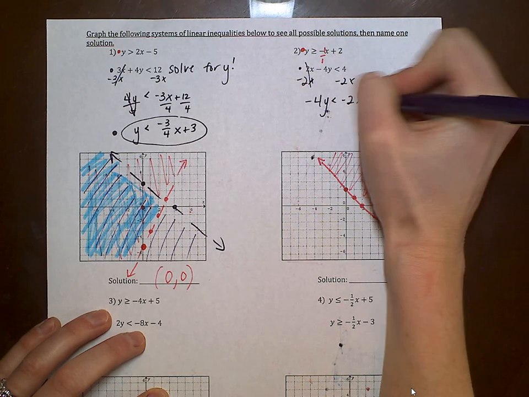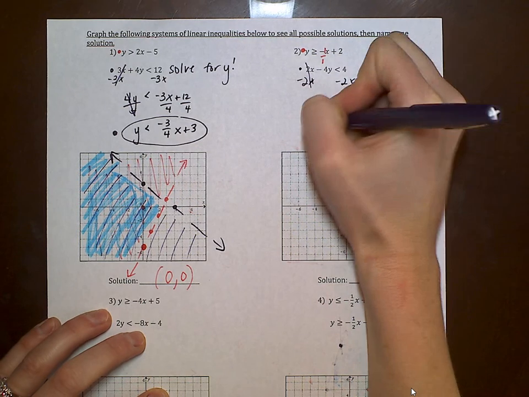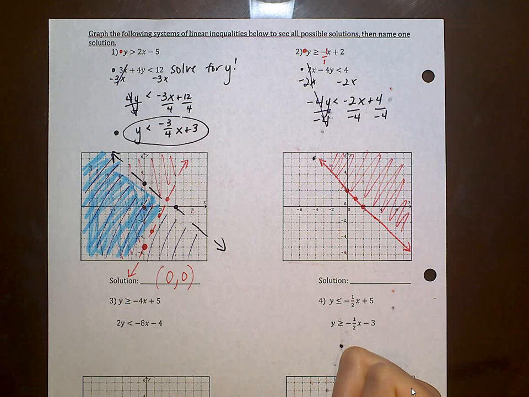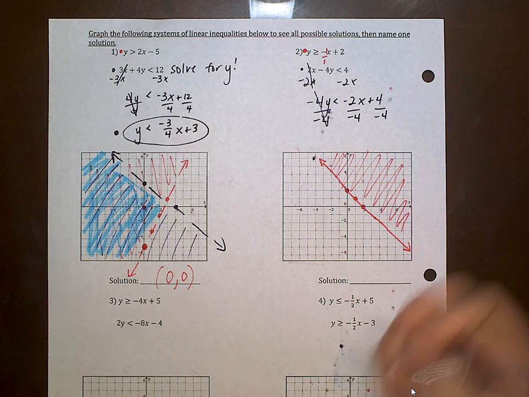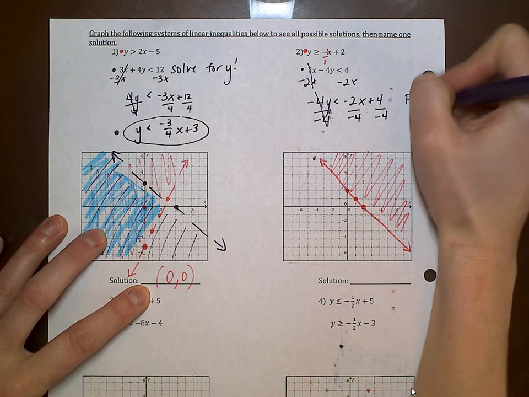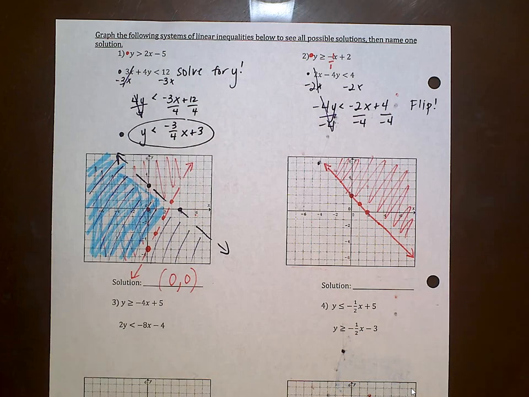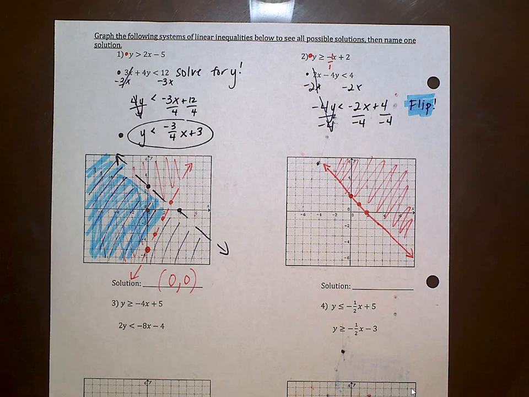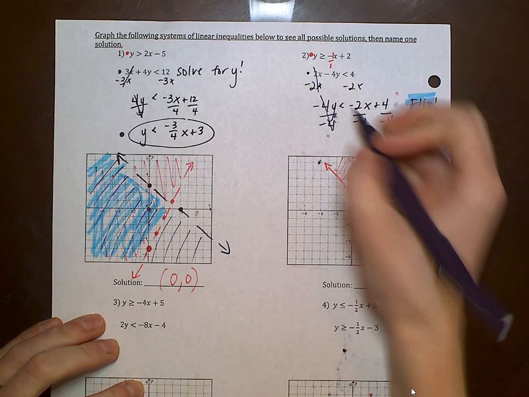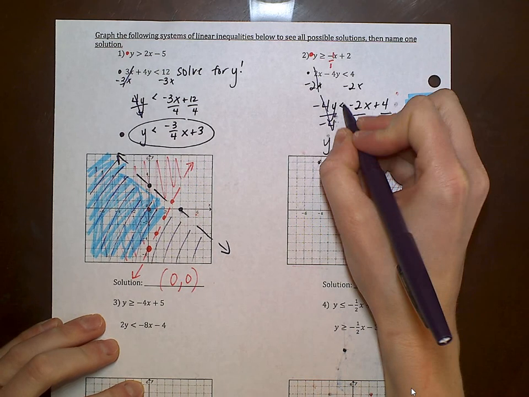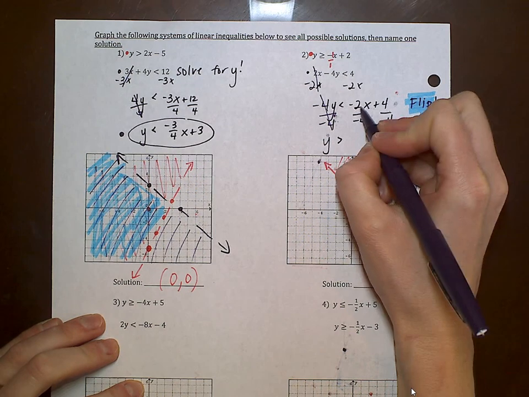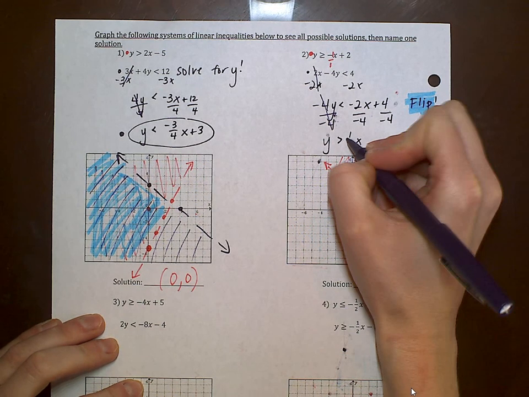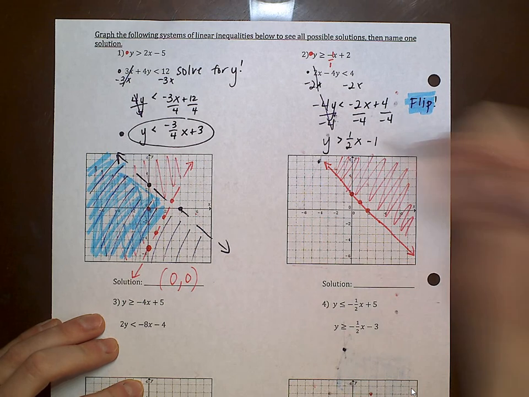And then I divide by negative 4. Be really careful. Remember last time we were reminded of this. You have to flip the sign when you multiply or divide both sides by a negative. And I divided everything by negative 4, so I have to flip this from a less than to a greater than. The slope, let's see, it's negative 2 over negative 4. That would be positive 1/2. And that would be minus 1.